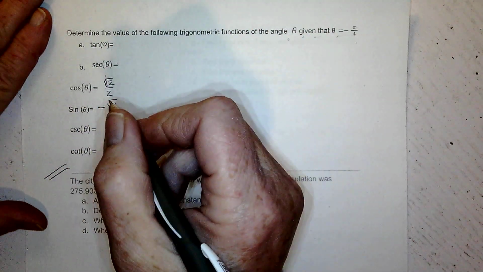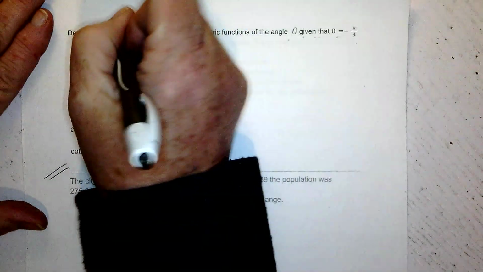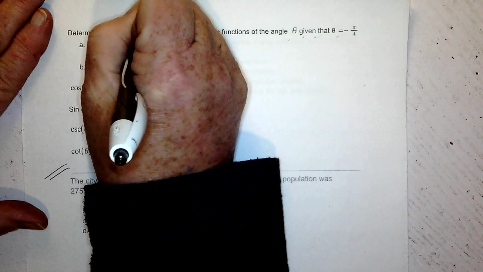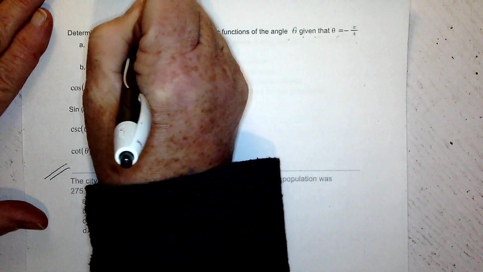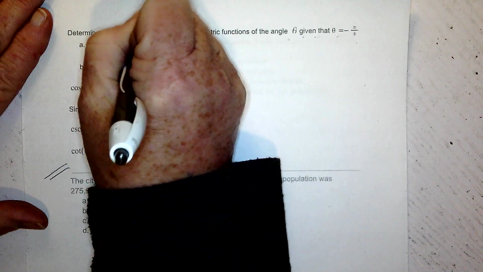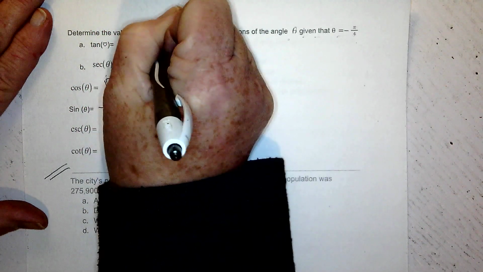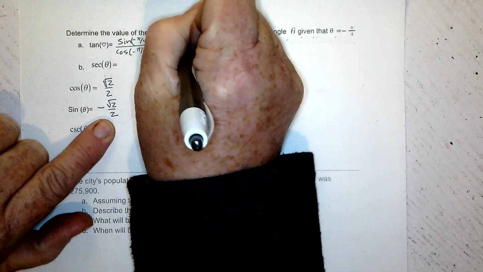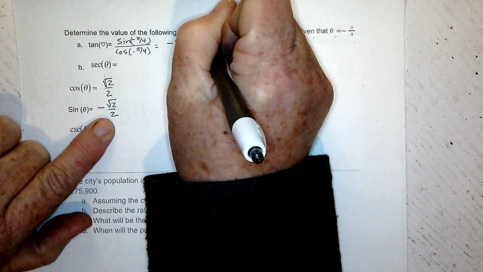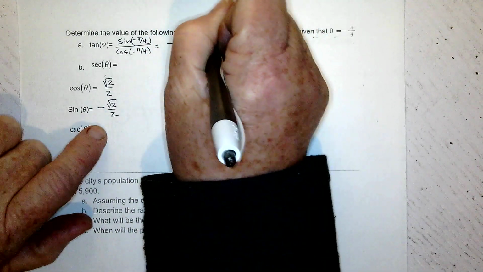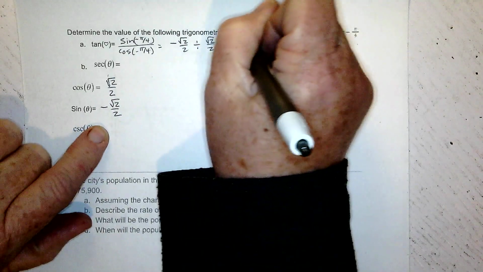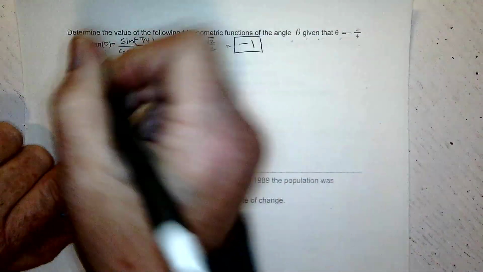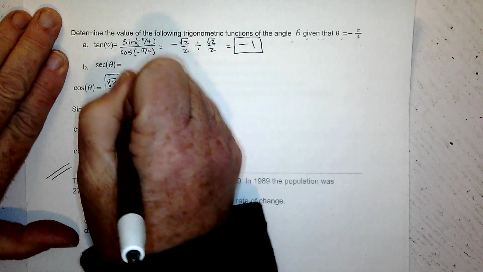All right, well, let's do tangent, which is sine of negative pi over 4 over cosine of negative pi over 4. So sine is negative square root of 2 over 2, divided by cosine is square root of 2 over 2, and this is just going to be negative 1. These are the right answers for these.